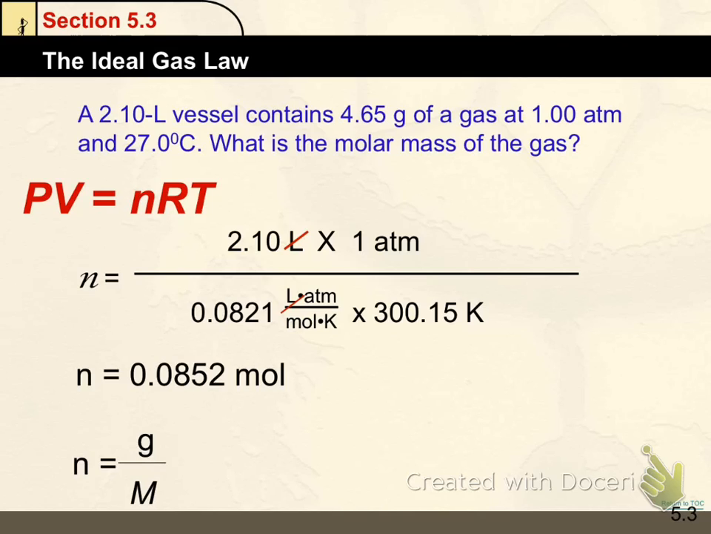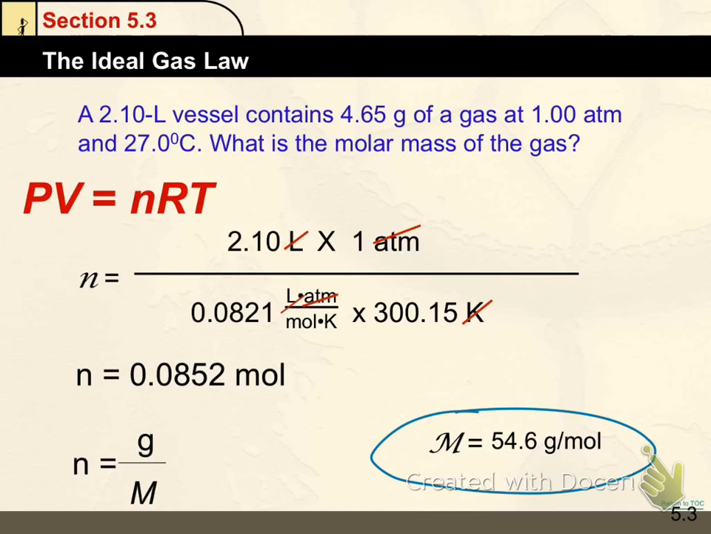And that is going, well, I can't see units out here. I don't like the way that I did my transitions. Atmospheres, so there you go. There's your molar mass, 54.6 grams per mole. So you could ideally think, well, what if this was some unknown gas? Well, you'd probably be able to figure out a molar mass and then come to a conclusion as to what that gas might be.